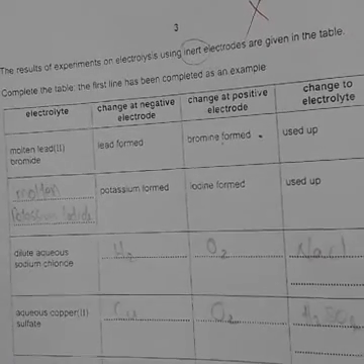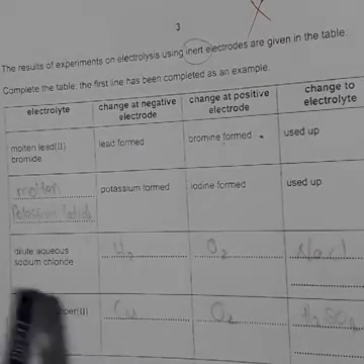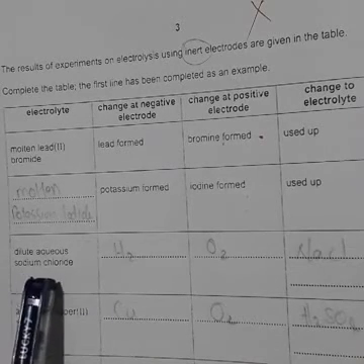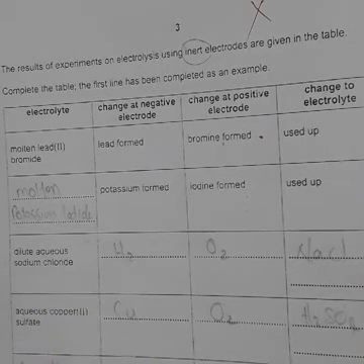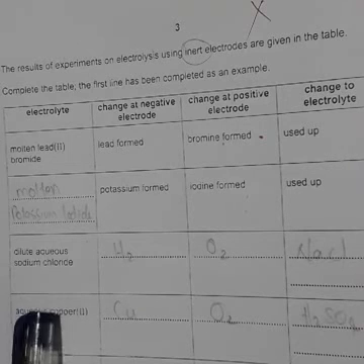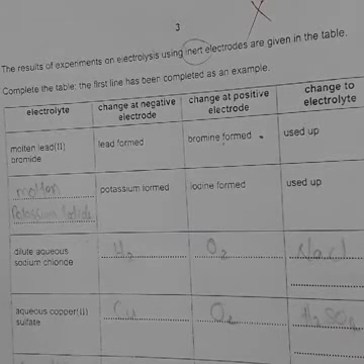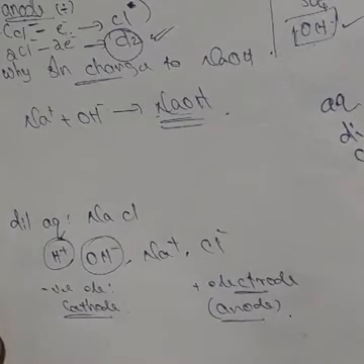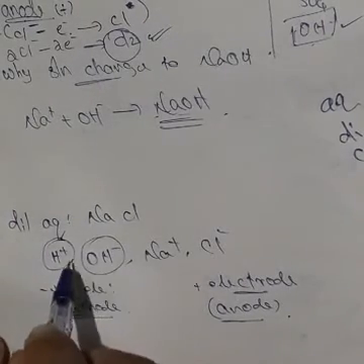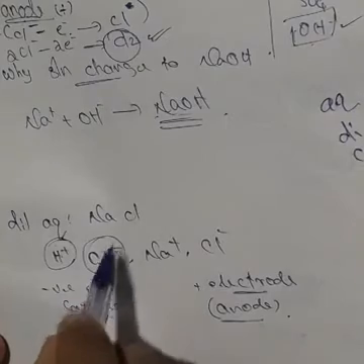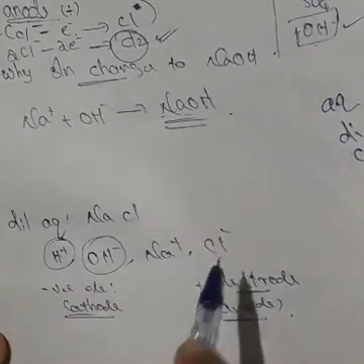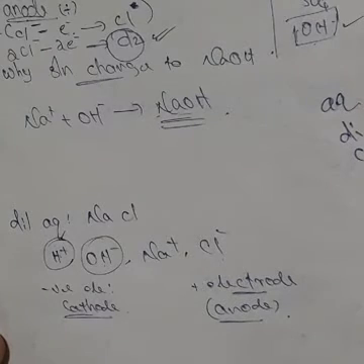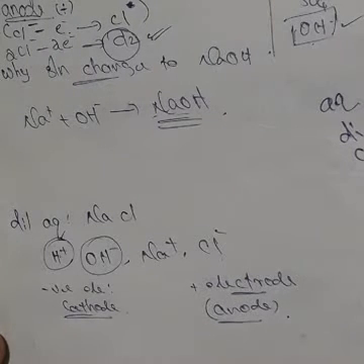Clear? Next one, in the next table it is given dilute aqueous sodium chloride. It is dilute aqueous sodium chloride, not concentrated. Remember, dilute means water, H plus and OH minus. Sodium chloride means Na plus and Cl minus. Clear?